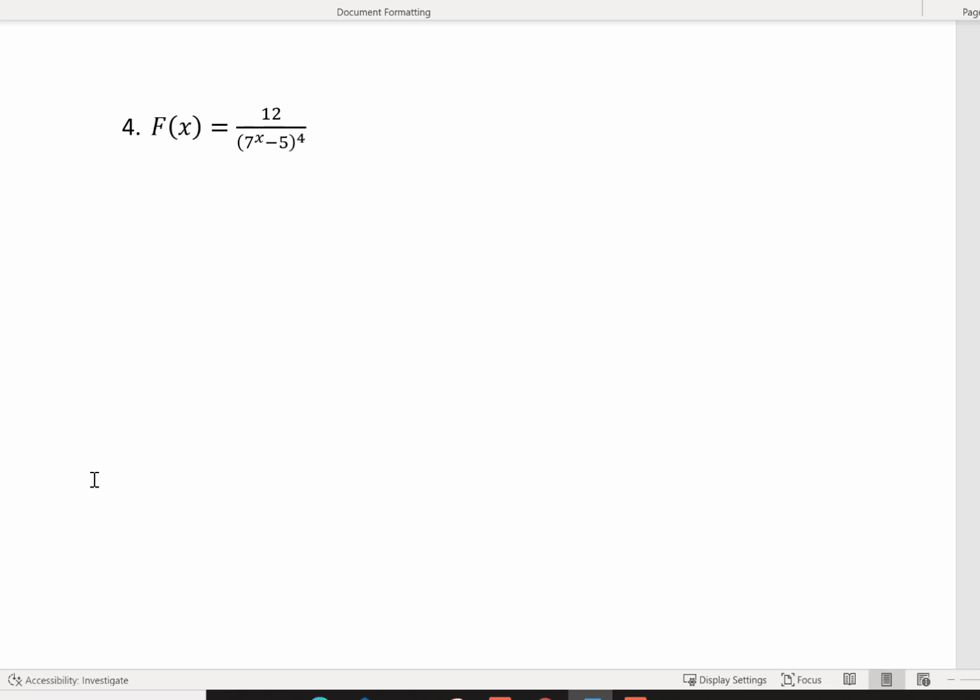I decide because the numerator is a constant. It's only 12. That means I could go ahead and rewrite this as 12 times 7 to the x minus 5 to the negative 4. So when I have just a constant as the numerator, I can rewrite it as a power and then just use the chain rule.